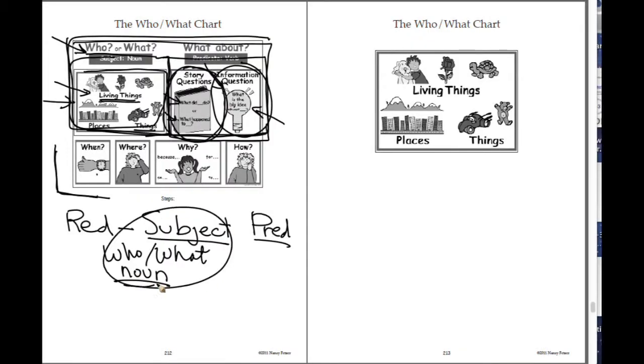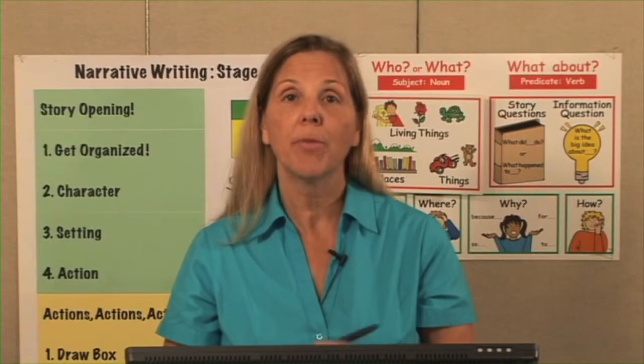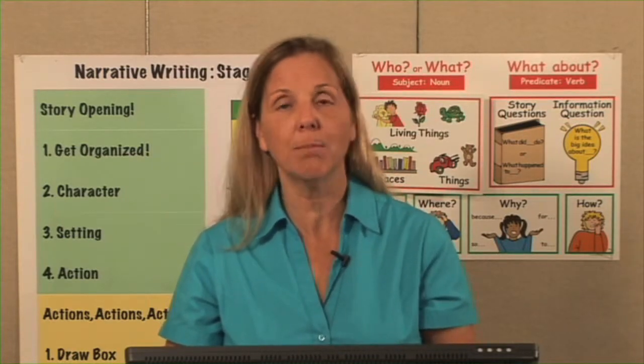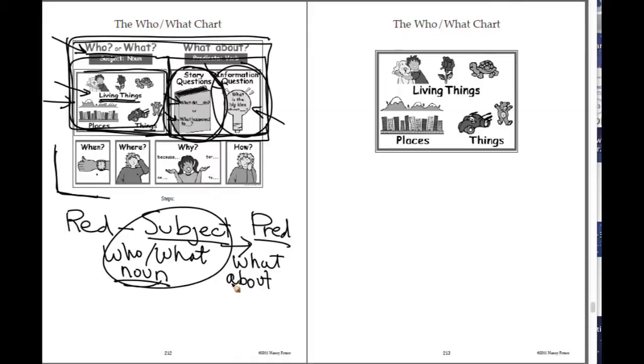Once we have our subject, then we went to the second part of our red boxes, and that was the predicate. And that's where we asked, what about? And then we put our subject in that what about question. What about the monkey? What did the monkey do? What happened to the monkey? Or what was the big idea about the monkey?